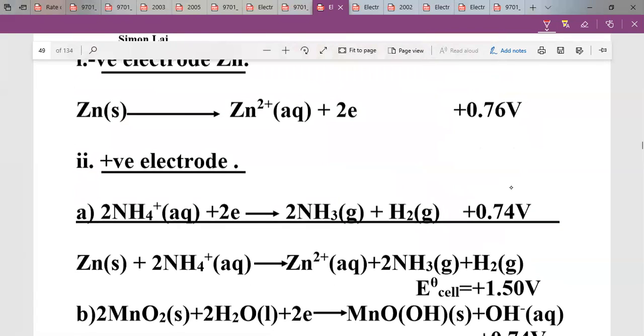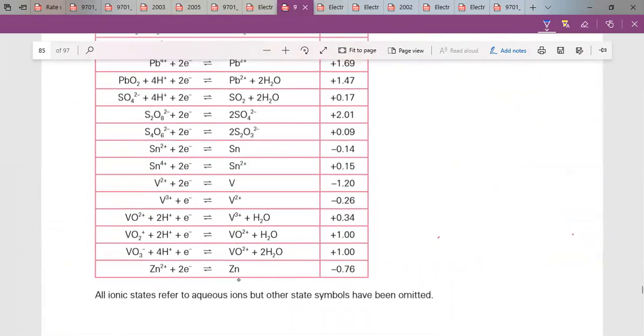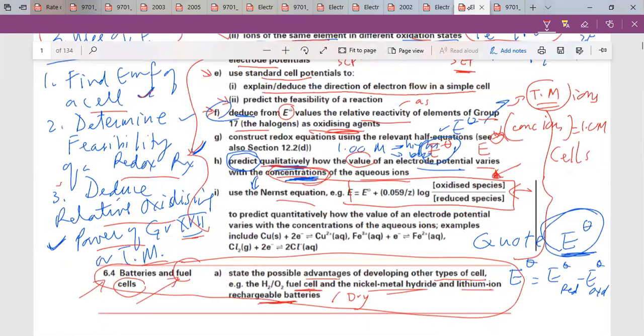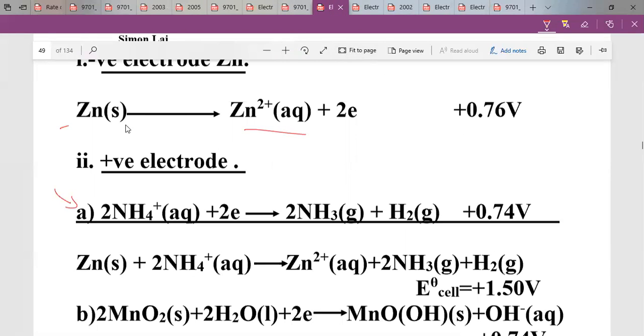Now let's look at the whole thing here. What happens? Of course, zinc. They must give you this one here, because it is not found in your data booklet. So zinc becomes Zn2+ here. Of course, this one is given in your data booklet. You can see here the last one, zinc. Going this way, of course, it will be plus 0.76. It's quite high, isn't it? That means it is undergoing oxidation.